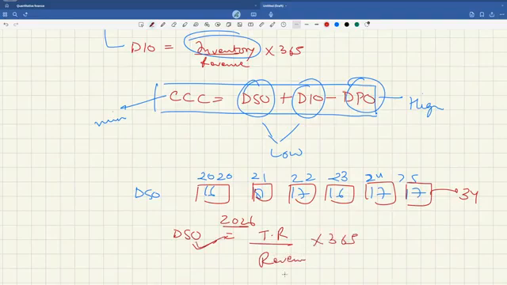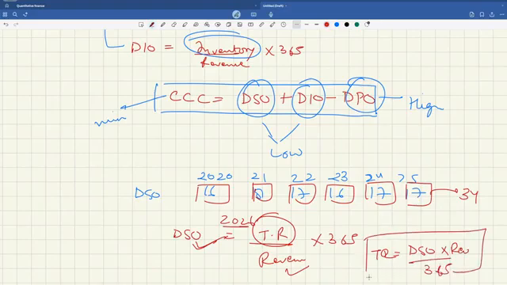Now, if you know this, you can compute your trade receivables for that year. How will you do it? You'll take this DSO, multiply it by the revenue, and divide it by 365. This will give you the forecasted value of your trade receivables. And the same logic we'll be using for other current assets and current liabilities. I hope this is clear.